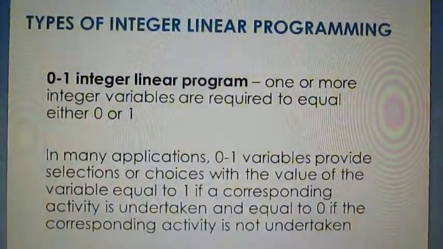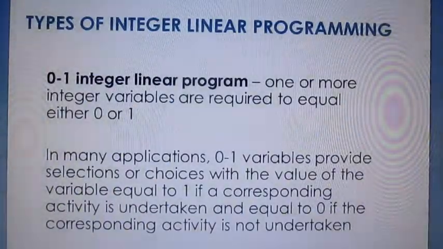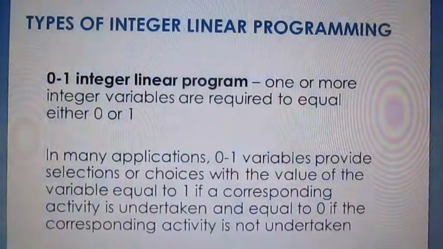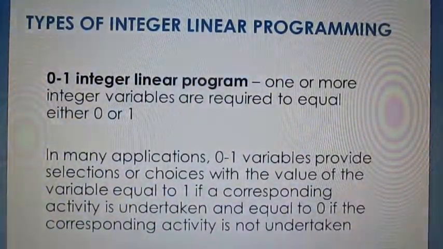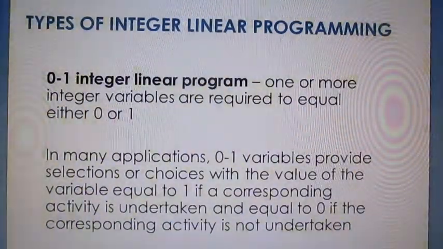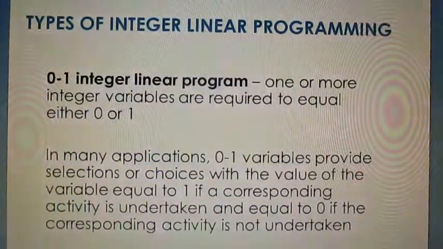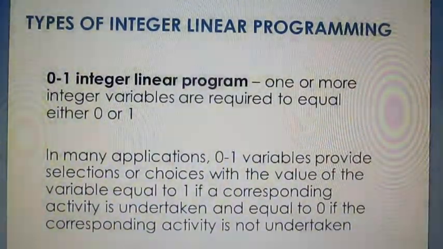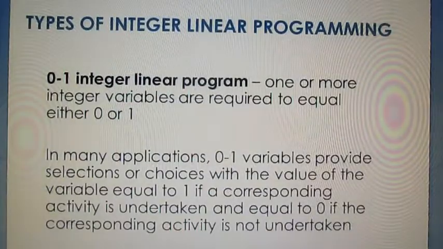Third type, 0-1 integer linear program. One or more integer variables are required to equal either 0 or 1. In many applications, 0-1 variables provide selections or choices, with the value of the variable equal to 1 if a corresponding activity is undertaken and equal to 0 if the corresponding activity is not undertaken.